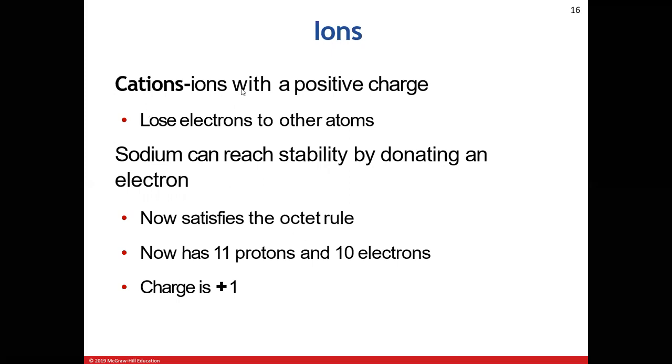Now, cations are ions with a positive charge. They're going to lose electrons to other atoms. So sodium can reach stability by donating an electron. Again, it becomes a more positive ion by giving one up. If we look at that periodic table, we know that sodium has one extra electron in its valence shell. And so it wants to give that electron up so that its outer shell is full. So it gives it up, it becomes positive, and now it has 11 protons and 10 electrons, giving it a charge of positive 1.